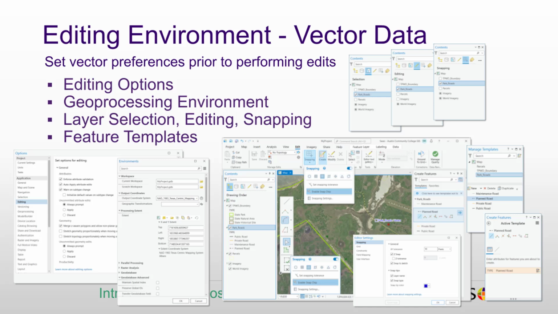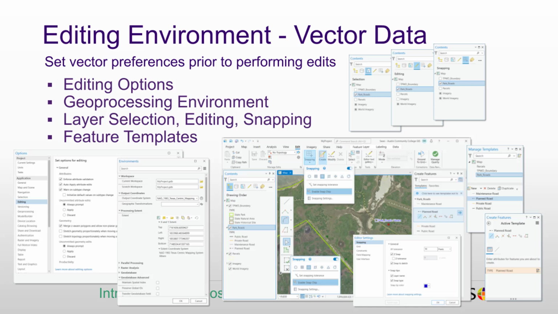You can also access the snapping options from the bottom of your screen. You can see there's a little button with a grid and a little plus sign. If you click on that, that's the exact same thing as clicking on the snapping button on the edit ribbon, and you can access all the snapping options from there.